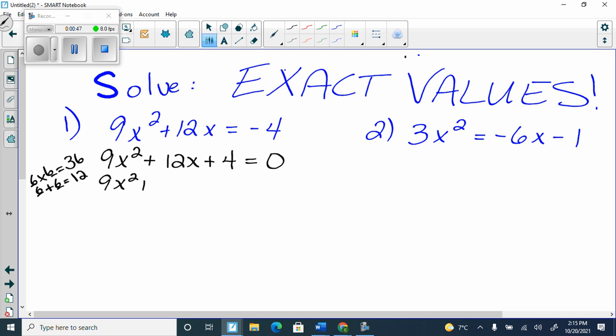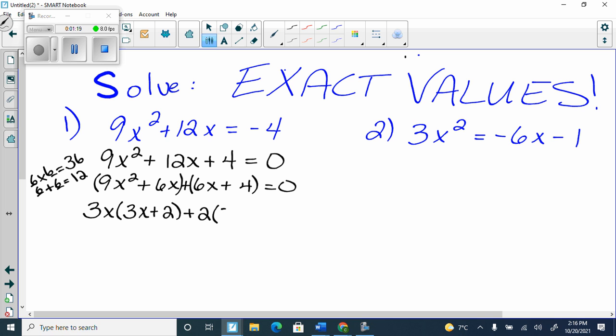9x squared plus 6x plus 6x plus 4. We have to do decomposition. Like I said, if you don't know how to do decomposition, admit it sometime. Okay, take a 3x out, and we're left with 3x plus 2. And then we take out a what? A 2. So we have 3x plus 2.